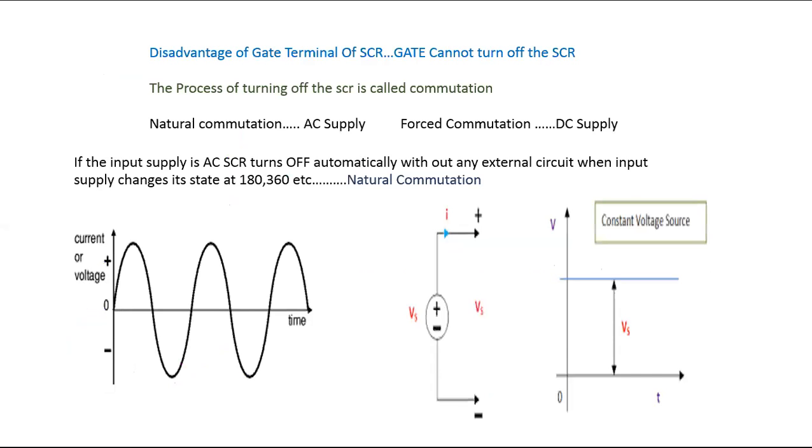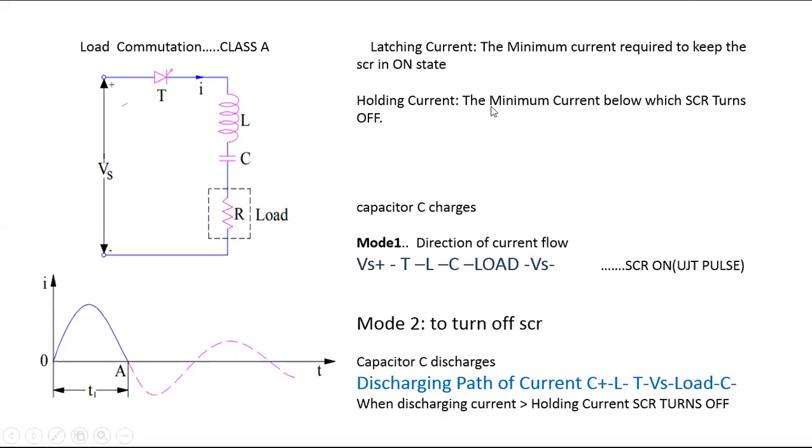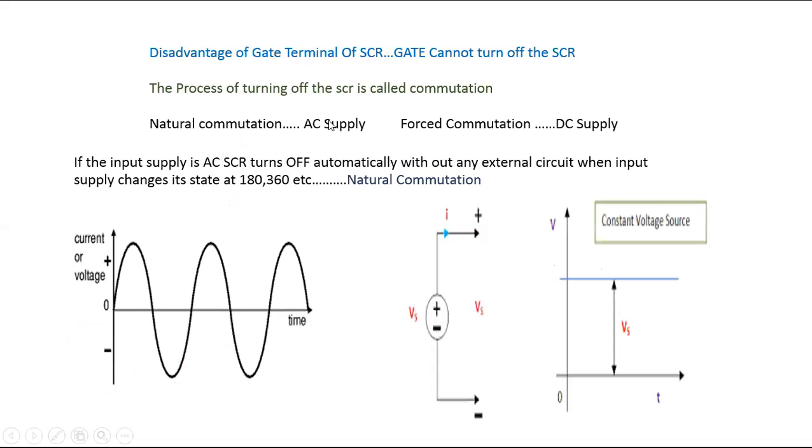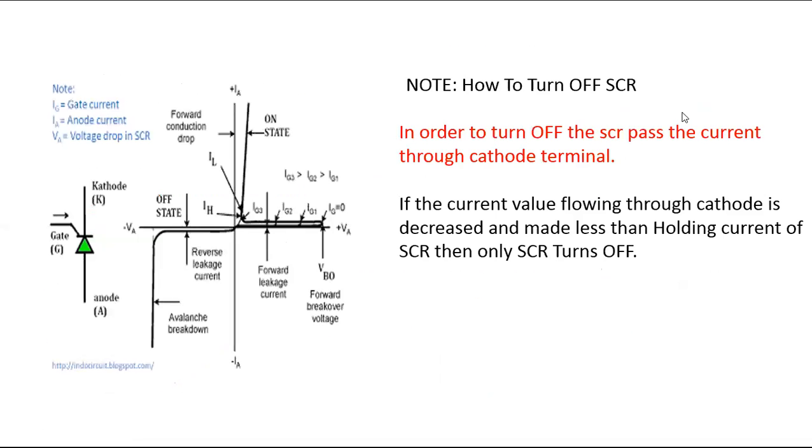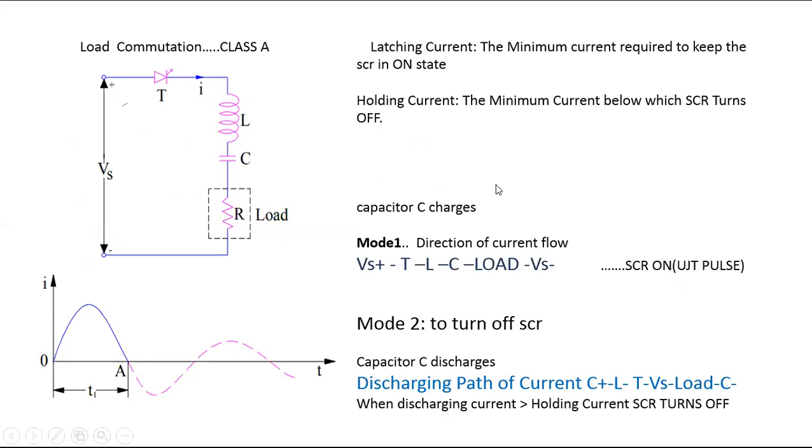Here it is written in reverse manner. So the definition is minimum current below which SCR turns off. Okay. So what is the logic? In order to turn off the SCR, send the current through the cathode terminal. We'll come back to this one. Yes. Now we are discussing the topic.